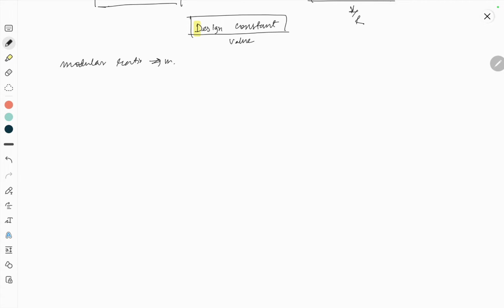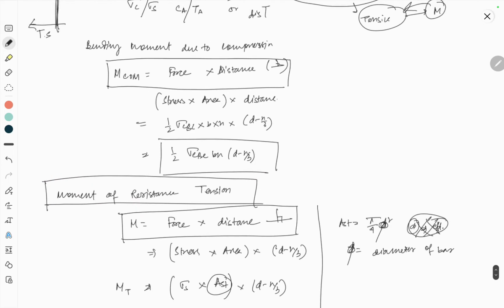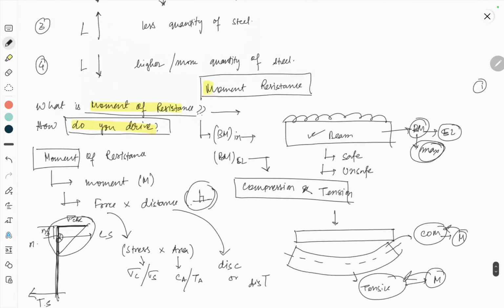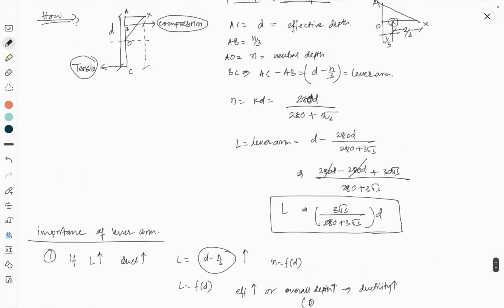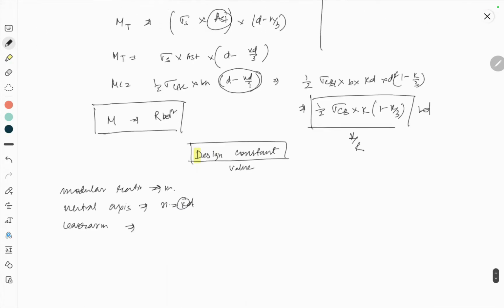Then we talk about the neutral axis. In the neutral axis, we find n in terms of kd, where k is another constant. Then we find the lever arm. There we basically find d minus n by 3, that is, the lever arm L equals d minus n by 3.